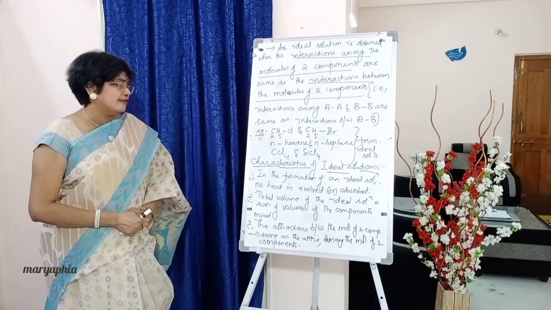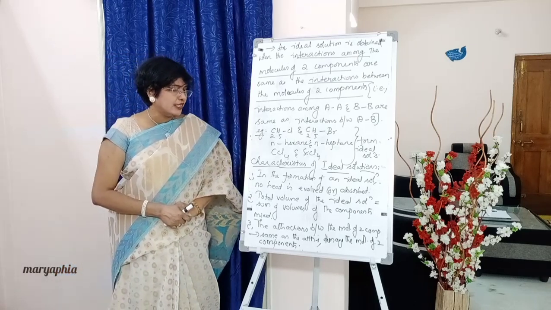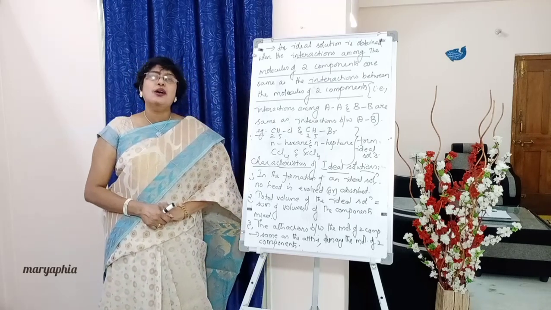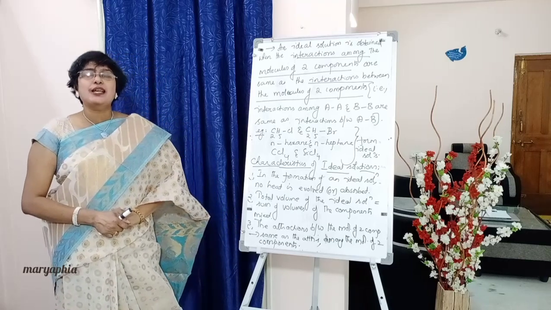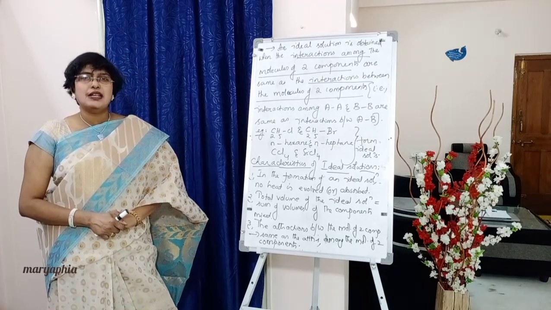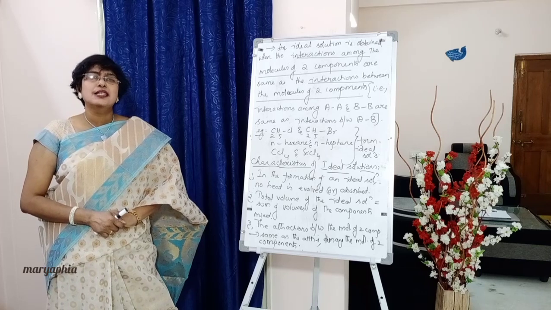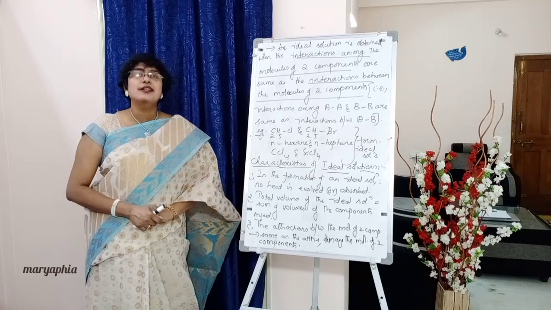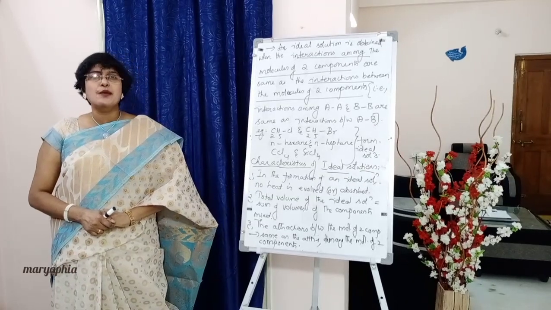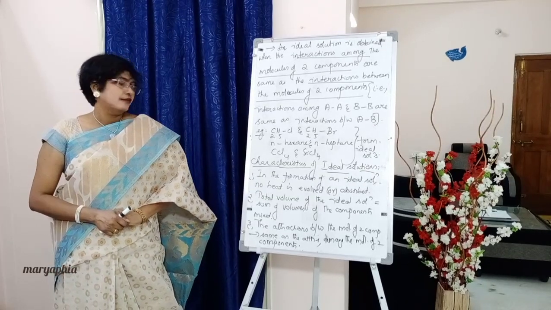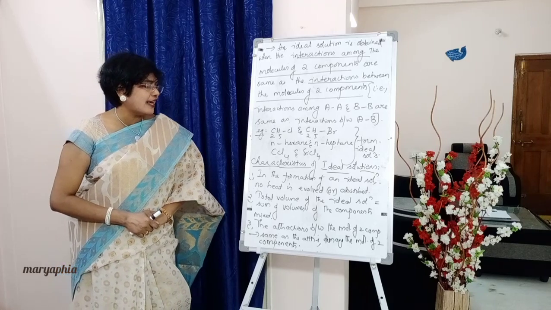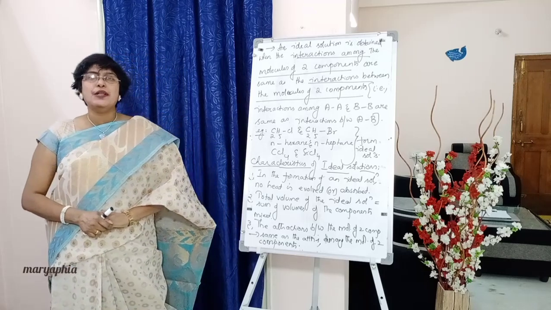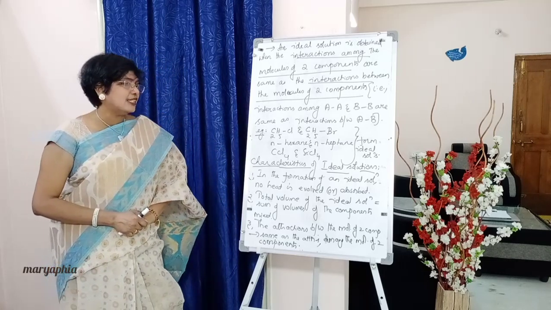Next, second point. Total volume of ideal solution will be equal to the sum of volumes of the two liquid components mixed. That is your second characteristic, students. Sum of volumes of the two liquid components mixed. Full stop.